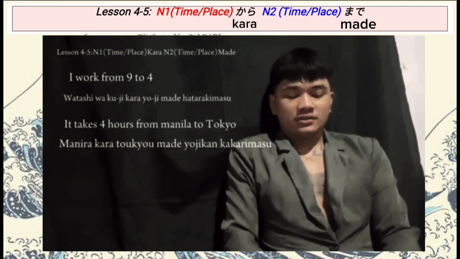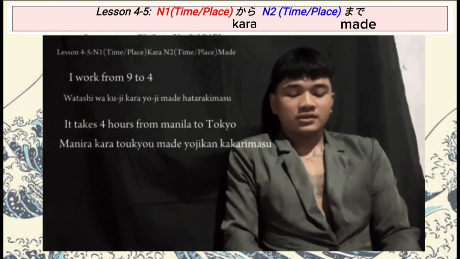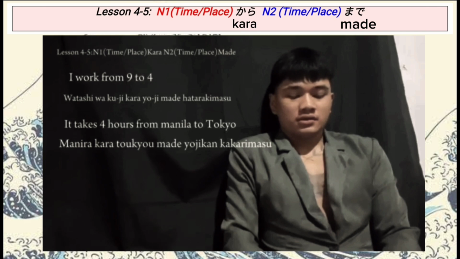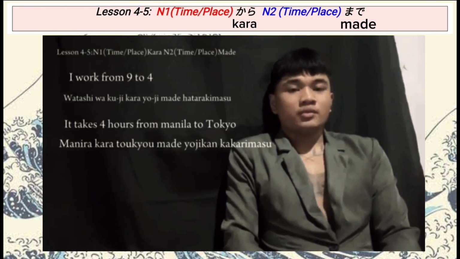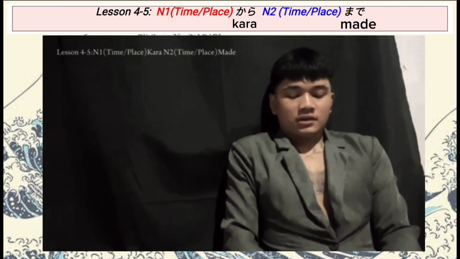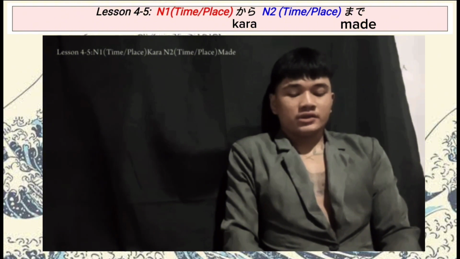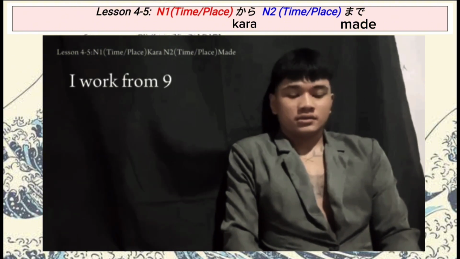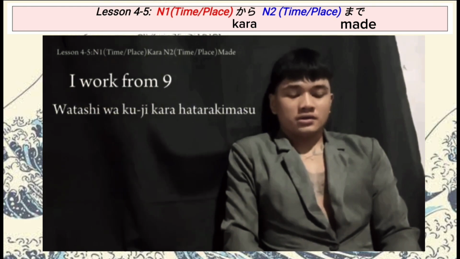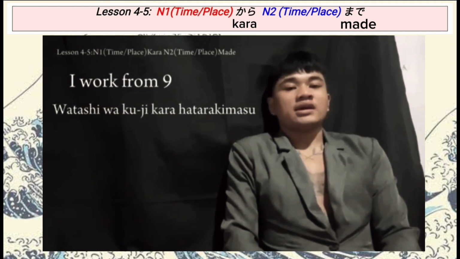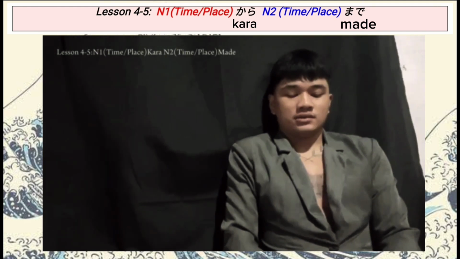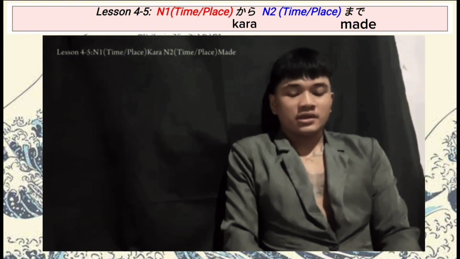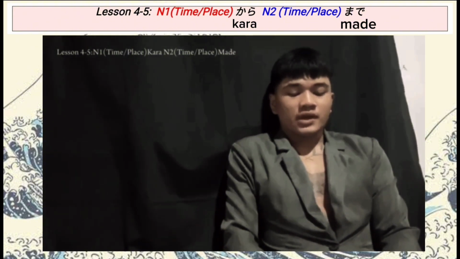The important thing here is putting place in N1 kara N2 made. Kara and made are not always used together. For example, I work from 9. Watashi wa 9時から働きます. Nanji kara or nanji made are the combination of kara and made.